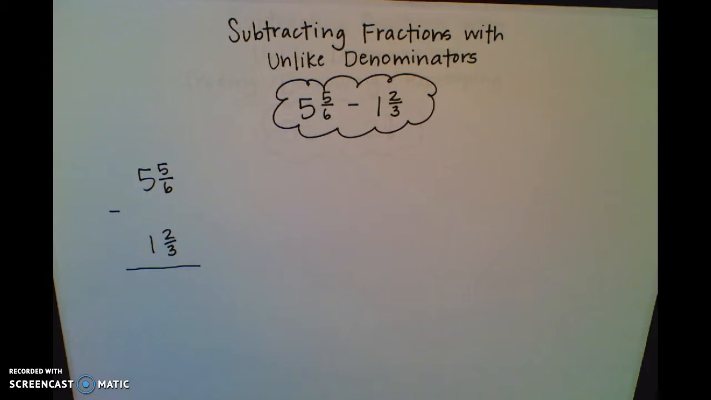So just like always, when we have a problem with mixed numbers where we have different denominators, first we have to find a commonality between the two fractions. And so we need to find common denominators.